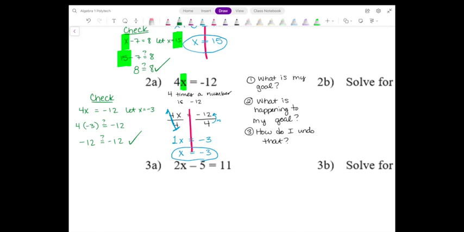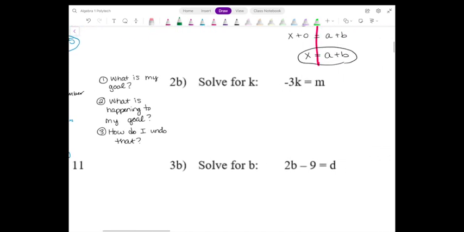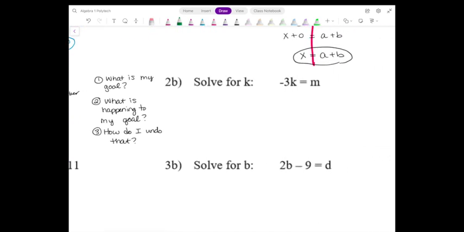Now, of course, we're going to do the same thing, only with just letters to see this process. So again, it's 3 steps. What's my goal? What's happening to my goal? And how do I undo that? So on this one, I'm solving for k. So my goal is k. I want k by itself. And I say, what's happening to my goal?